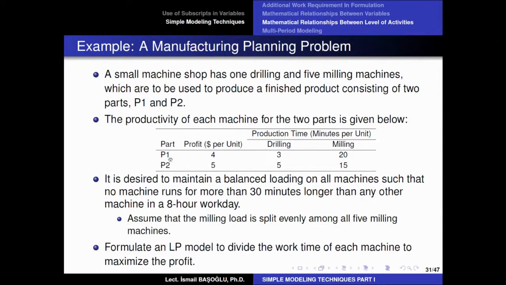Comparatively, the time that each part, either P1 or P2, spends in a drilling machine is shorter than the time that they are spending in a milling machine. So each P1 spends 3 minutes in drilling, then 20 minutes in a milling machine. Similarly, each P2 spends 5 minutes in a drilling machine and 15 minutes in a milling machine.